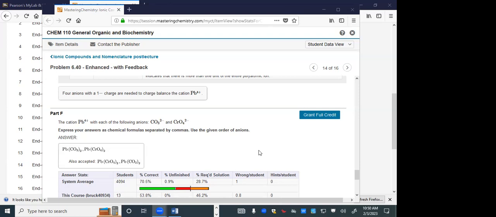We didn't do many examples with it though. If my subscripts here are reducible, that means that they can each be divided, usually by two, then we would reduce them. And so since both of those factors are divisible by two, we reduce the fraction basically to get the correct ratio. 4 to 2 is the same as 2 to 1. But we simplify in the process.